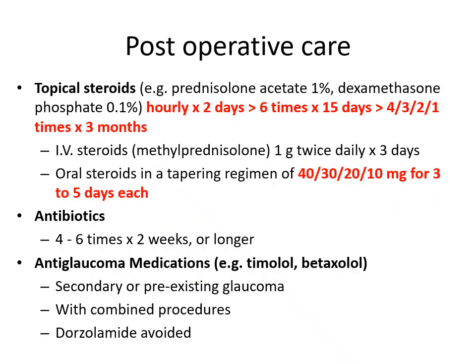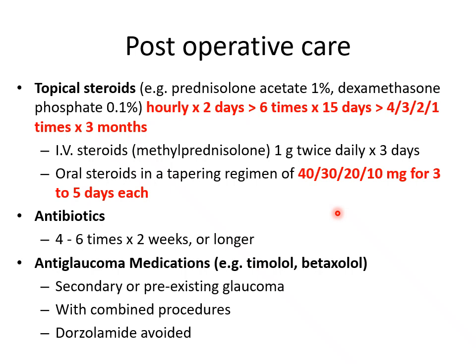Coming on to the postoperative care, topical steroids are given intensively for the first 2 days, then tapered to 6 times for the first 2 weeks, and then tapered to 4, 3, 2, 1 every month over the next 3 months. So steroids have to be continued for several months. IV steroids can be given, 1 gram twice daily for the first 3 days. Now, why are we giving such a high dose of steroids? To prevent graft rejection. Oral steroids are also given in a tapering regimen of 40, 30, 20 mg for 3 to 5 days each, or you can give them in the dose of 1 mg per kg per day.